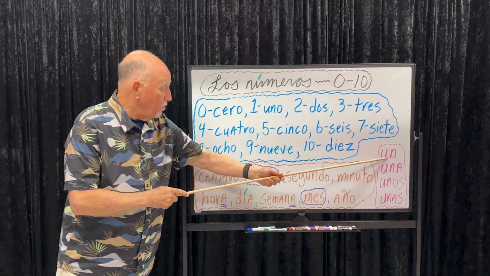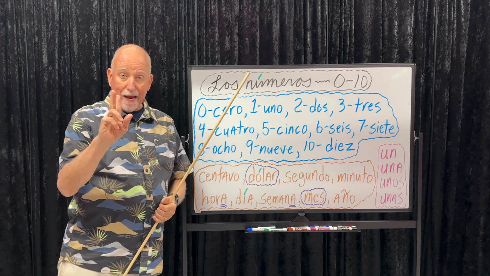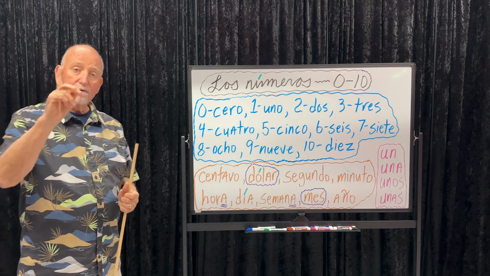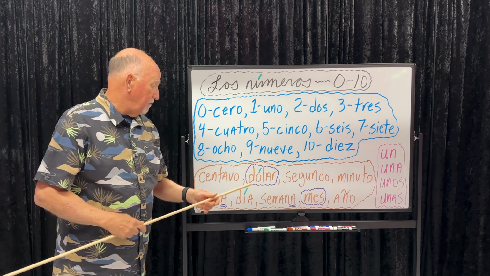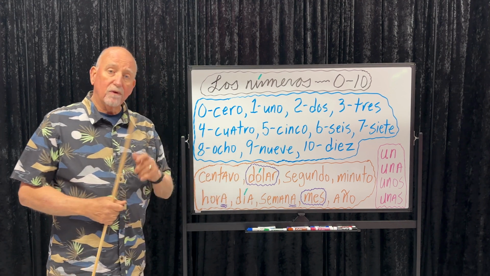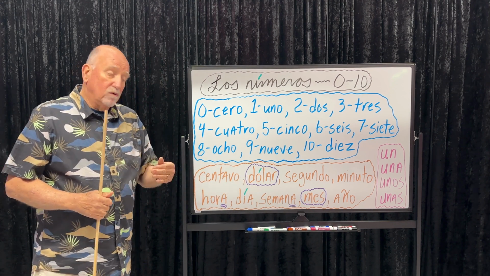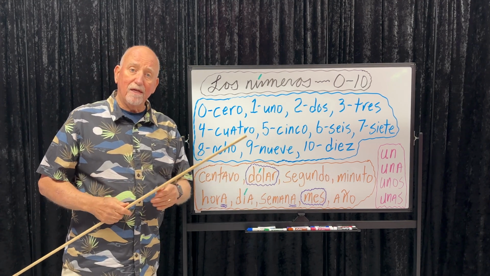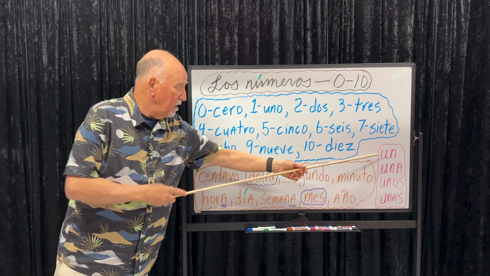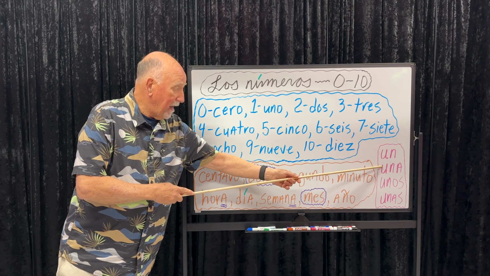Okay, again, un and una mean one or a. For example, 1 cent, un centavo. Un centavo can be a cent. If you want to say $1, un dólar. A dollar, un dólar. If you want to say a minute, un minuto. So they can mean one or a or an.